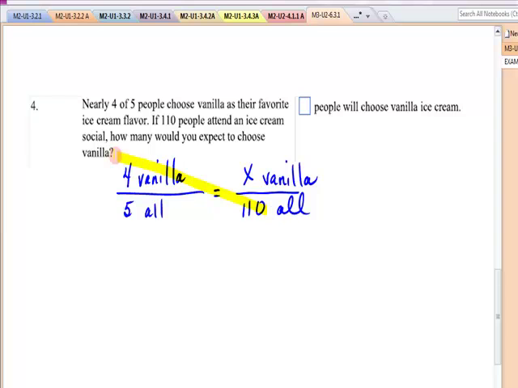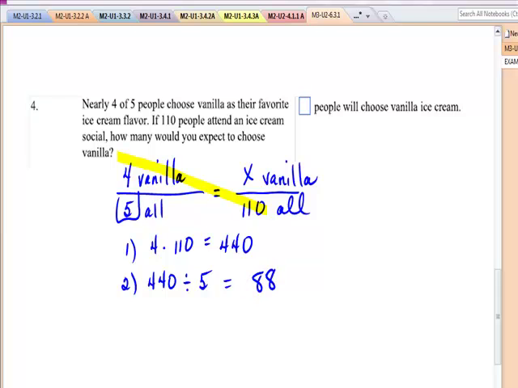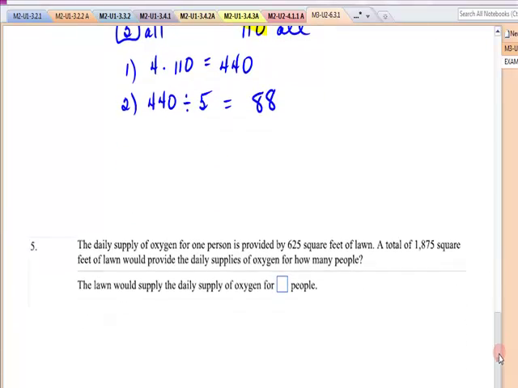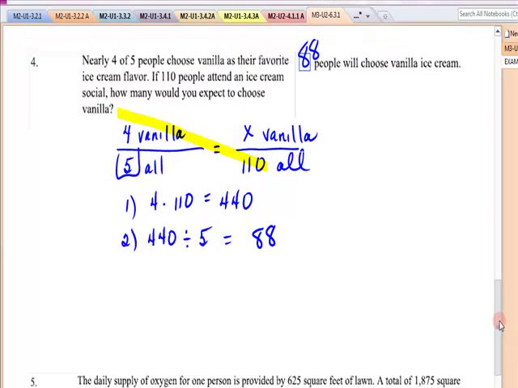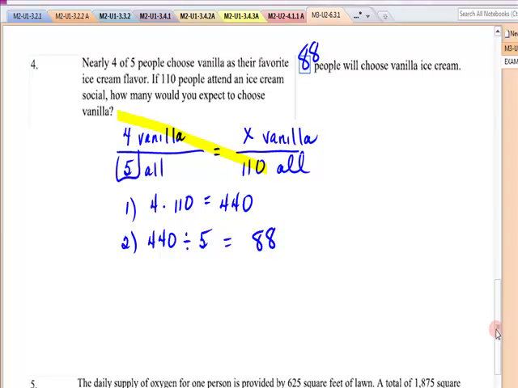All right, I'm going to look at this cross product. I have 4 times 110 is 440. And then I'm going to take that 440 and I'm going to divide it by 5. And that should give me 88. So if you had 110 people, you would expect 88 of them to choose vanilla if those statistics are correct. And that would be useful if you were actually providing food for people.